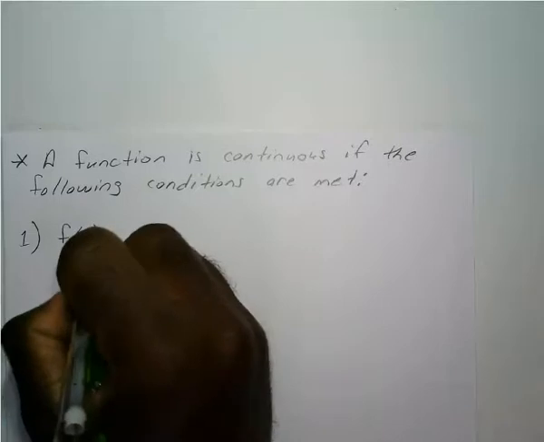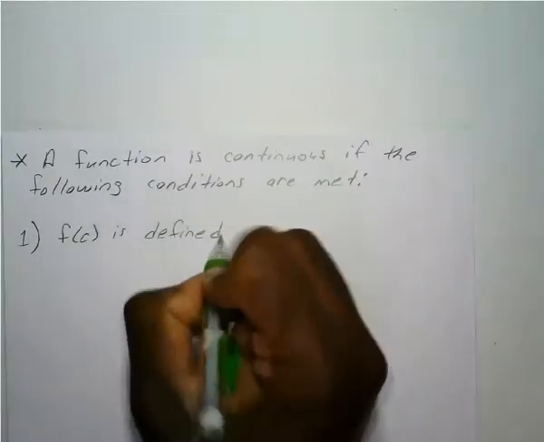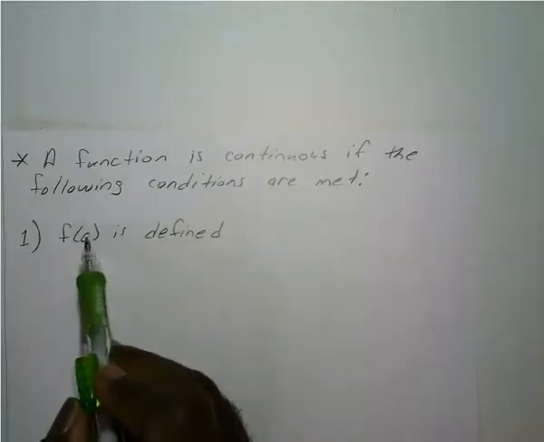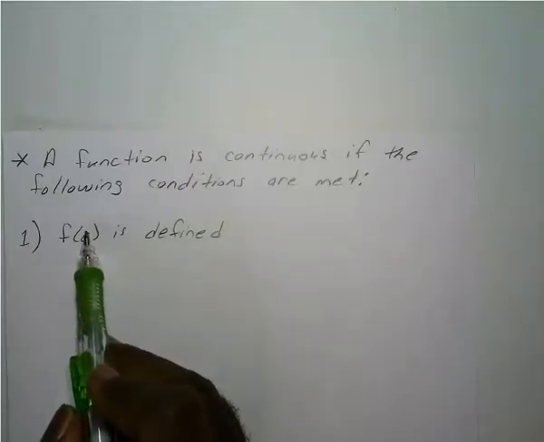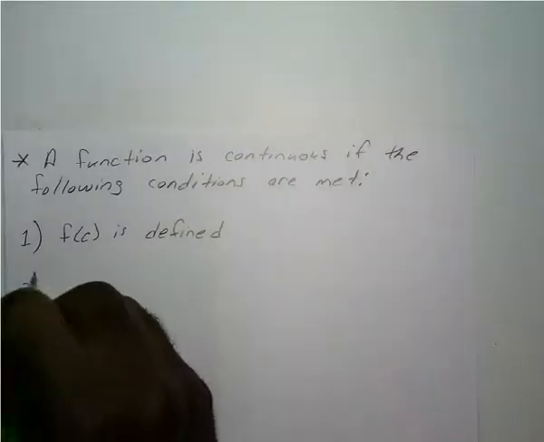Okay, so one, f of c is defined. Your c could be 1, 2, 3, 4, whatever the suspected discontinuous point is. It has to be defined at that point. I mean, it has to exist.